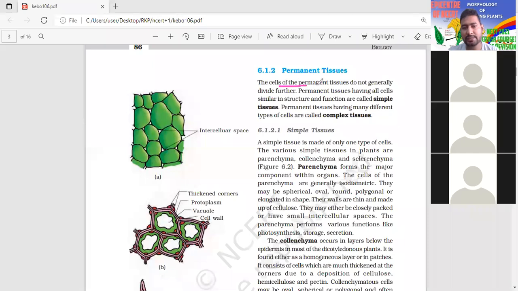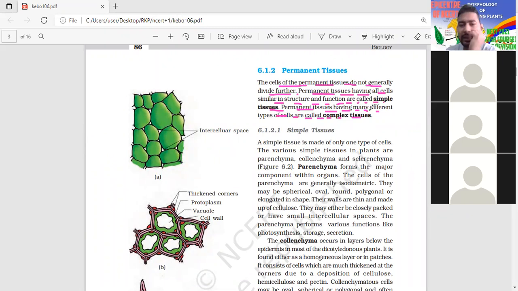Now the cells of permanent tissue do not generally divide further. I told you they will be mature. Permanent tissue having all cells similar in structure and function is called simple tissue. Permanent tissue having many different types of cells is called complex tissue.